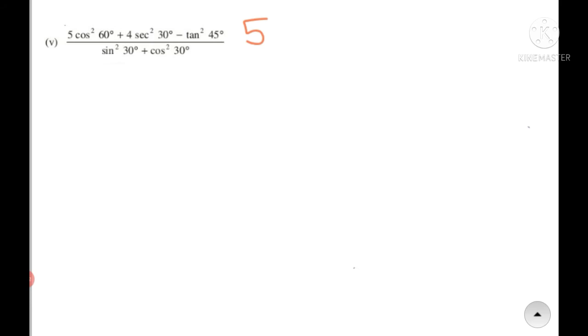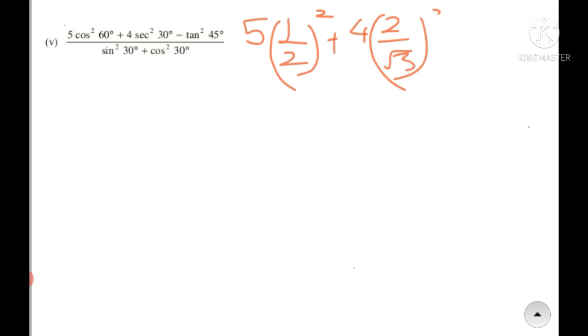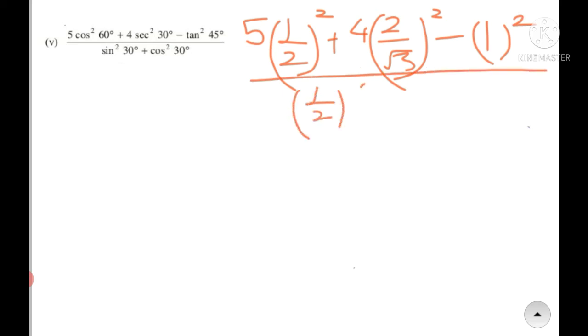5 into cos square 60. Now cos 60 is 1 by 2, so cos square 60 will be 1 by 2 whole square. Plus 4 into secant square 30, which is reciprocal of cos 30, so I get 2 by root 3 whole square. Minus tangent square 45 is 1 square. Divided by, I get sine square 30, that is 1 by 2 square, plus cos square 30, that is root 3 by 2 whole square. With a little practice, you can write the values like this.